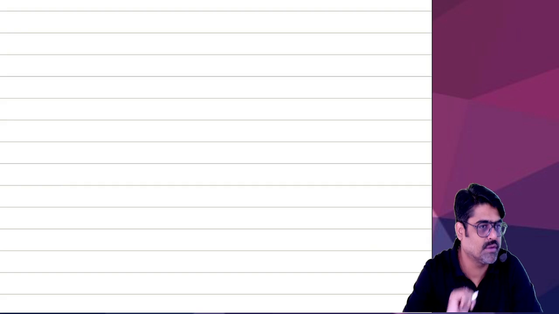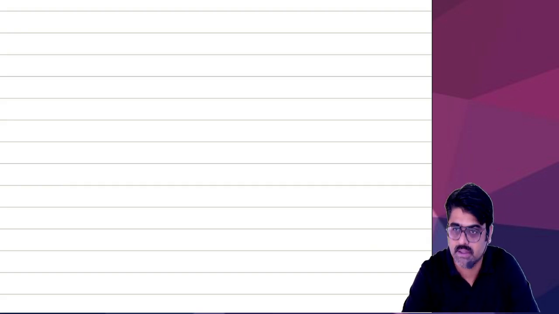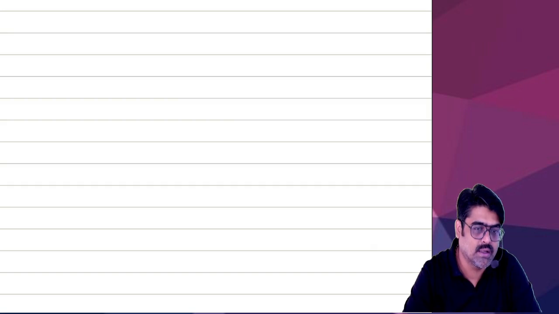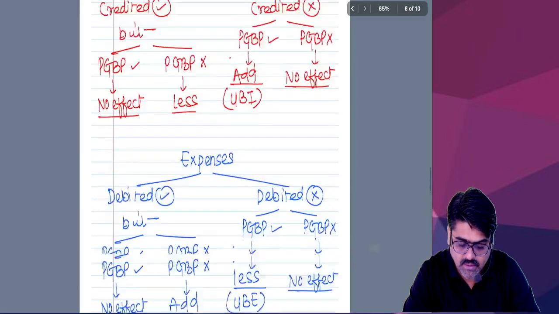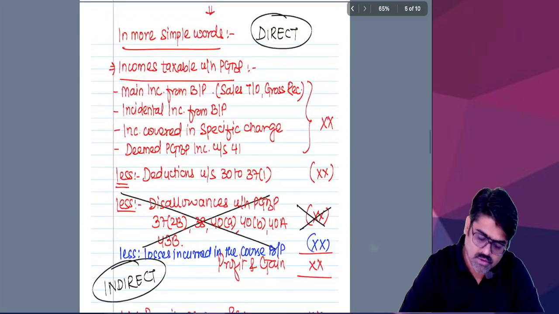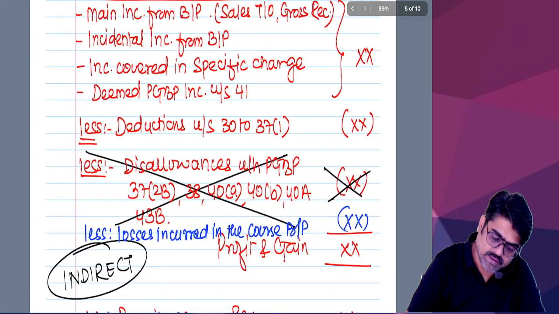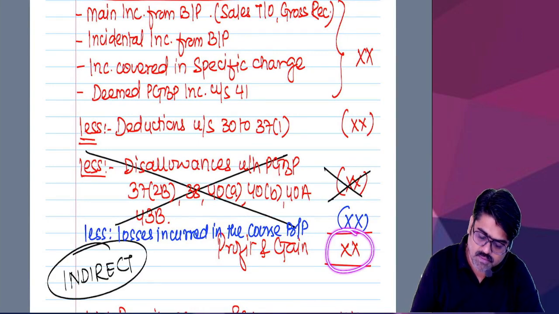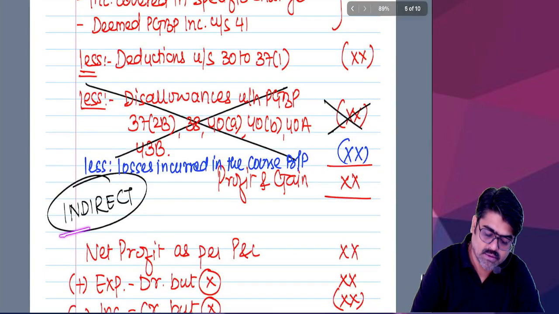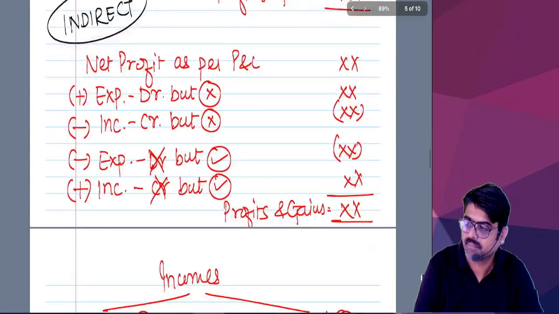Then we add all those incomes minus what? Deductions which are available from section 30 to 37(1). Okay, no? And minus the losses which are incurred in the course of business or profession. Then after reducing all these items, what we get? Profits and gains from business or profession. There is one more method, the indirect method.